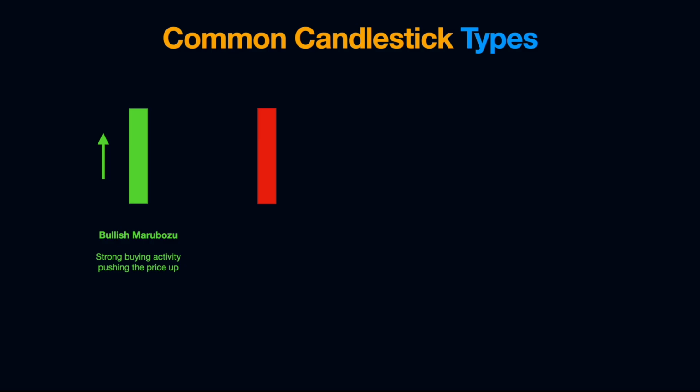Next, we see a tall red candle with a large body and almost no visible wick. This means the price opened higher and closed much lower. This type of candle is called a bearish marubozu. It could indicate strong selling activity, with sellers pushing the price down and closing the time period almost at the bottom of the range.